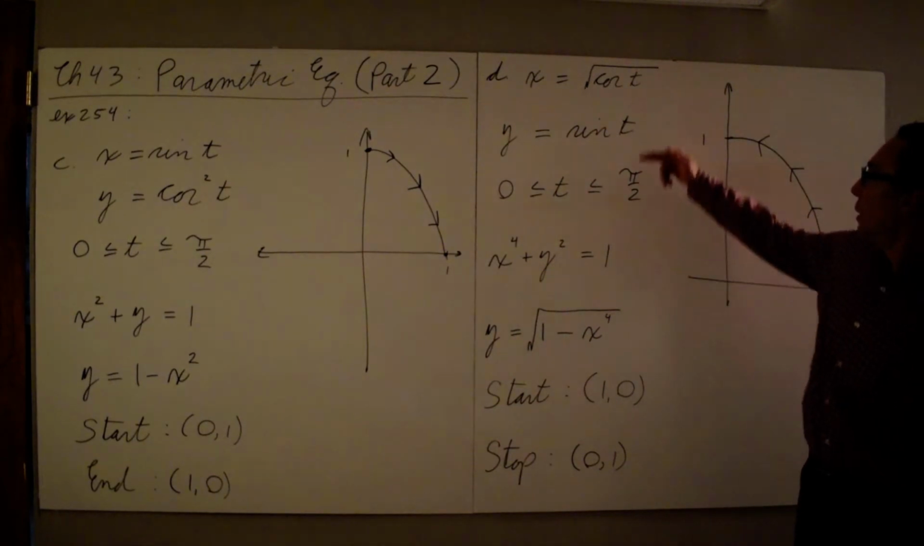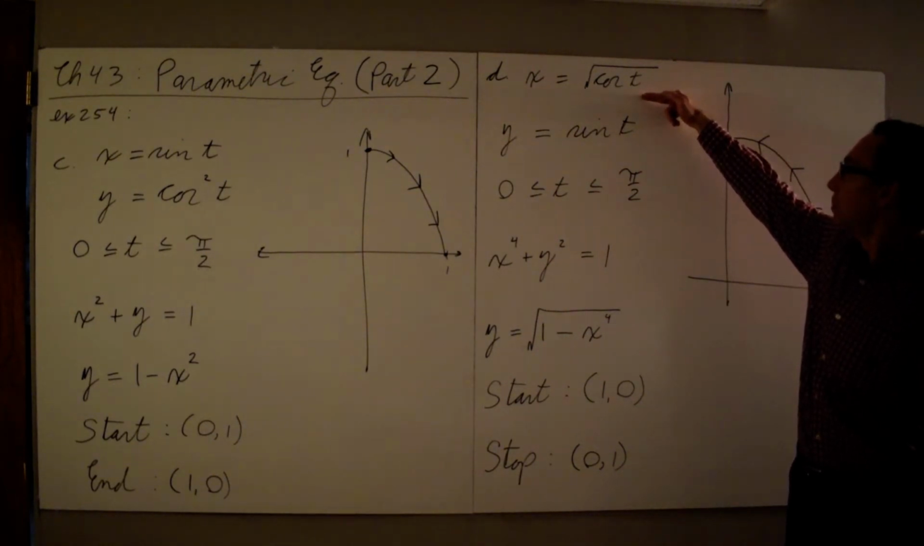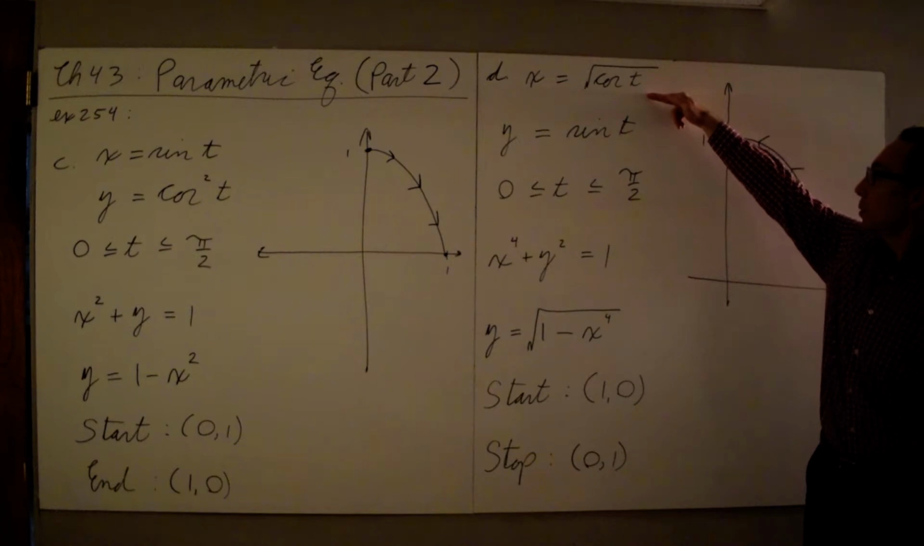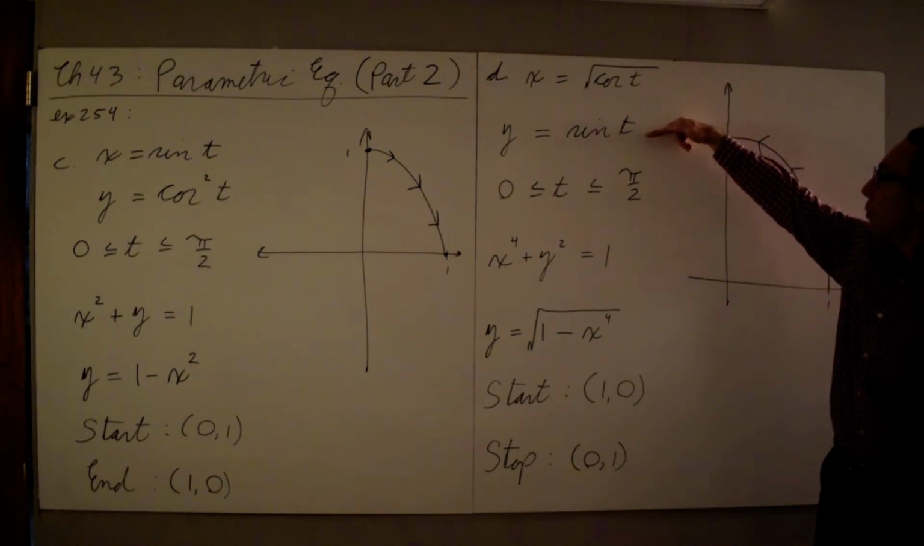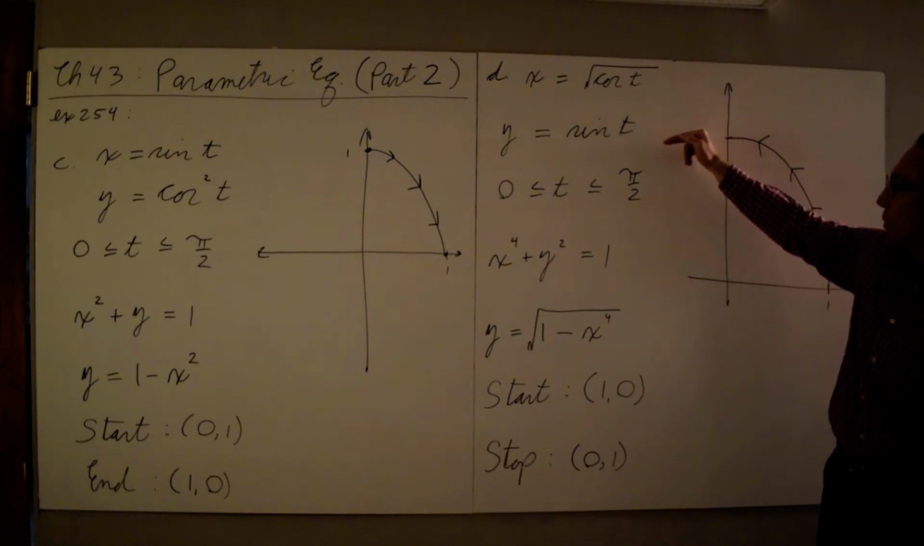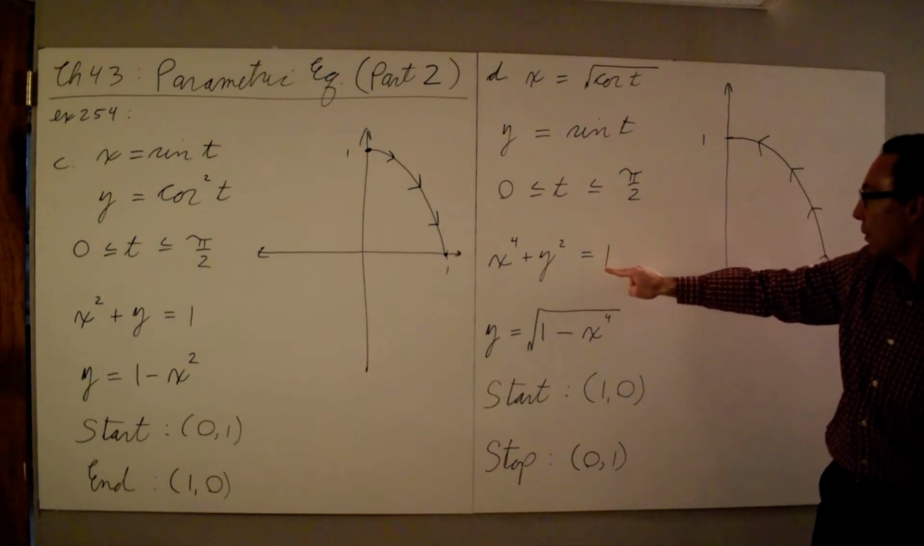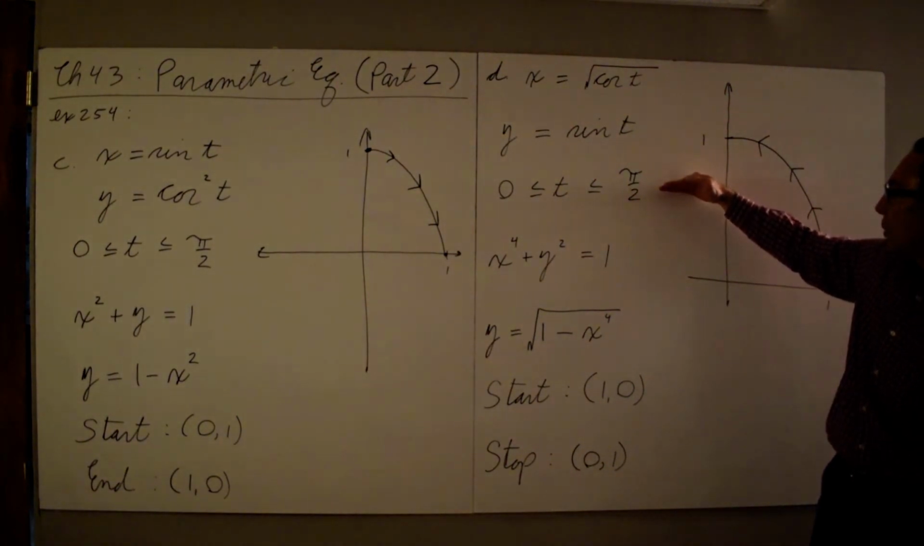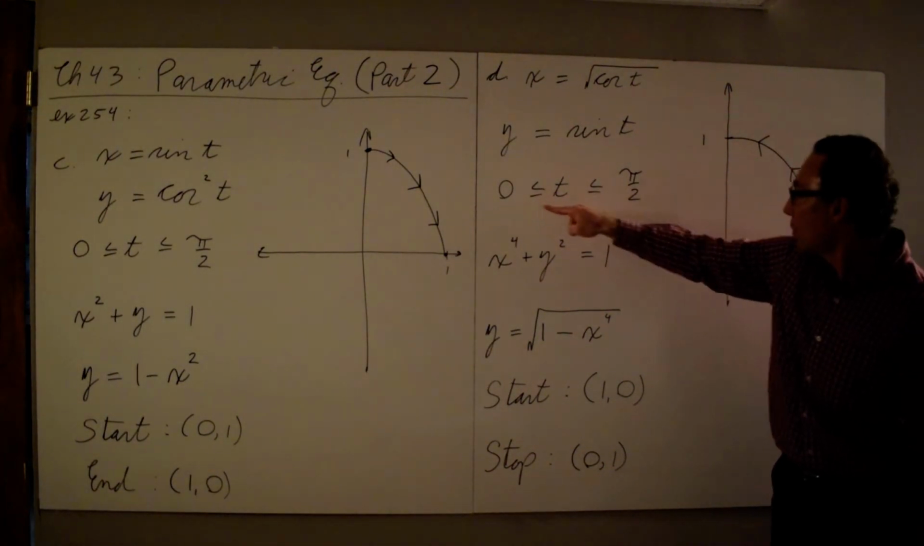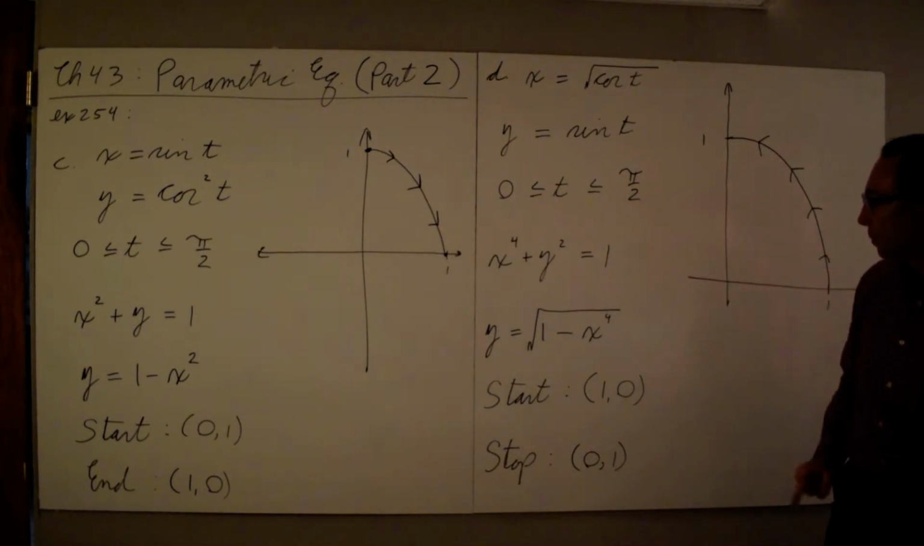Part D, we do something similar. So x is the square root of cosine, y is sine. And because cosine squared plus sine squared is equal to 1, we have x to the fourth plus y squared is equal to 1. Our t, our parameter, is between 0 and pi over 2.